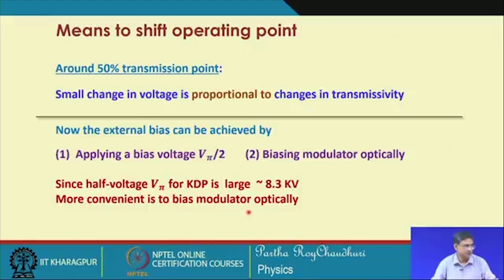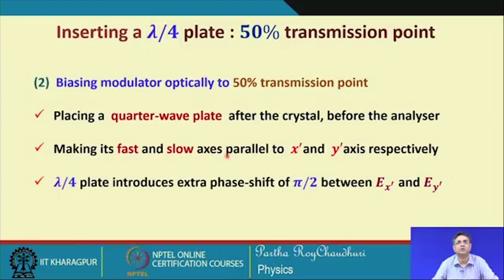So, this optical biasing is more convenient, because we just have to insert one more optical element in the right configuration so that the operating point can be shifted. We will understand how it can be done. The requirement is biasing of the modulator to 50% transmission. So, how does inserting a lambda by 4 plate work? If you put a lambda by 4 plate, there will be an additional phase of pi by 2 introduced, and then the operating point will be automatically shifted.